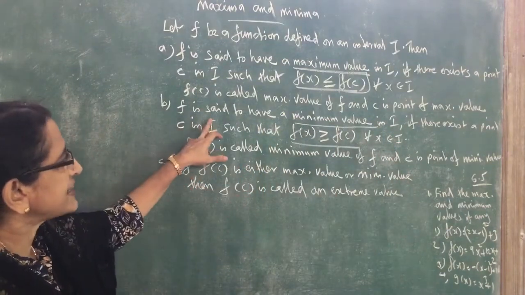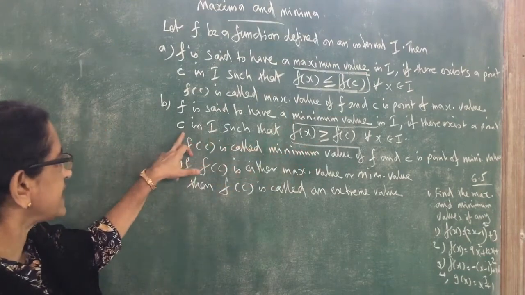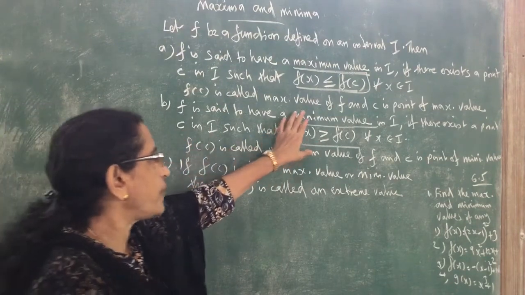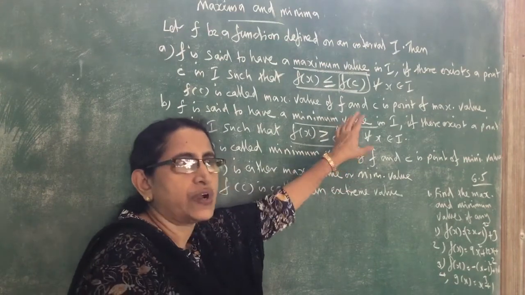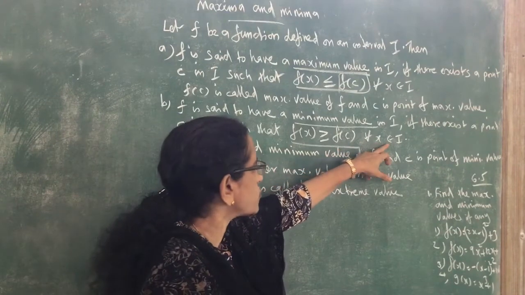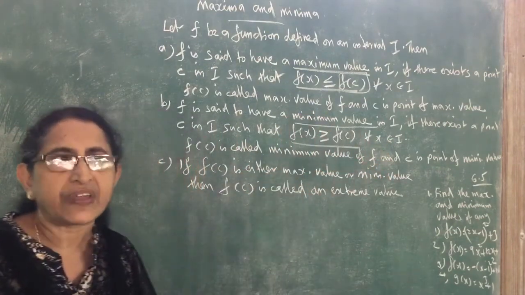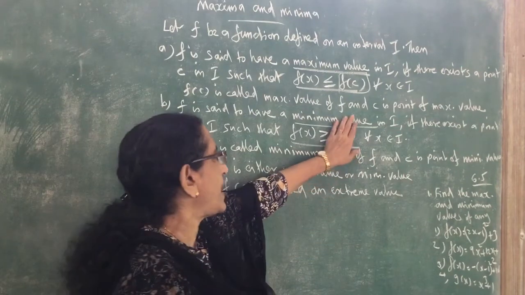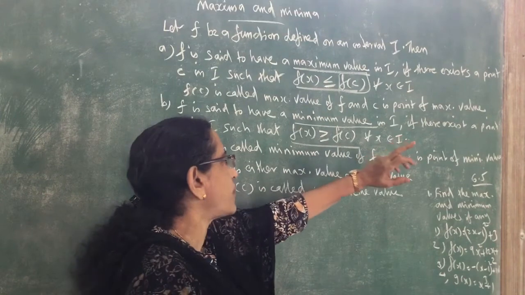Similarly, f is said to have a minimum value in I if there exists a point c in I such that f of x is greater than or equal to f of c. This is the minimum value. F of c is called the minimum value if for every x belongs to I, f of x is greater than or equal to f of c.